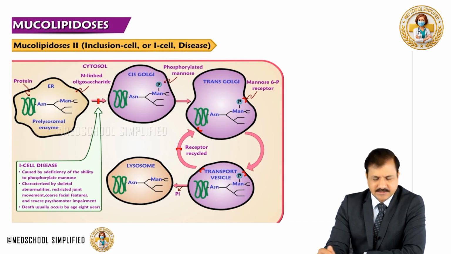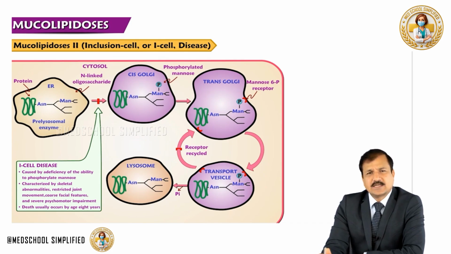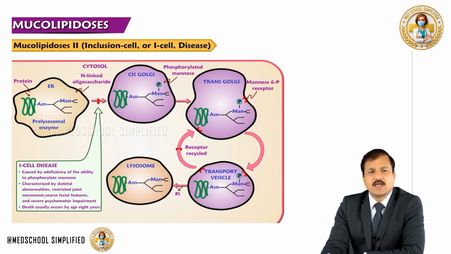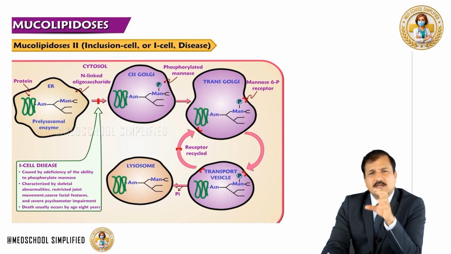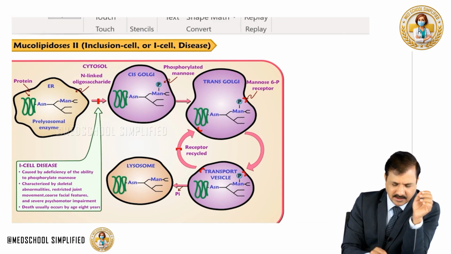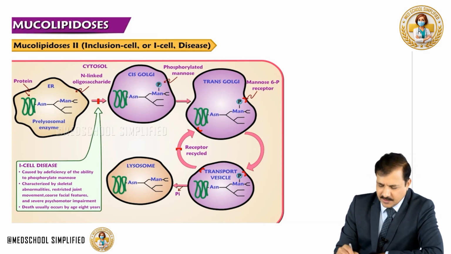Coming to our next disorder, mucolipidosis type 2, which is also called as inclusion cell disease or I-cell disease. Now, I-cell disease is because of a defect or deficiency in an enzyme called GlcNAc phosphotransferase, or N-acetyl glucosamine phosphotransferase. The location of this enzyme is either in the endoplasmic reticulum or in the cis-Golgi. This enzyme, N-acetyl glucosamine phosphotransferase, I have already explained to you in my earlier lecture.